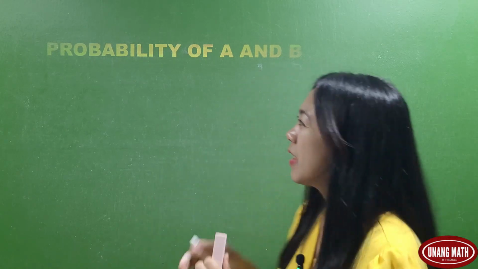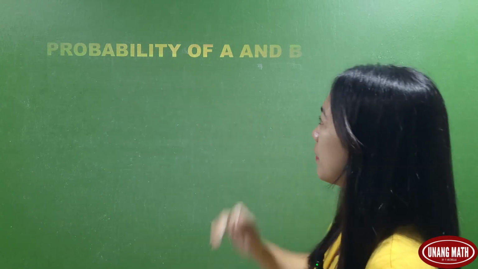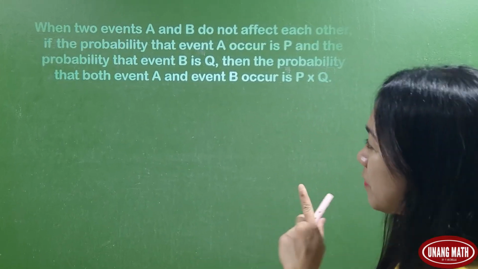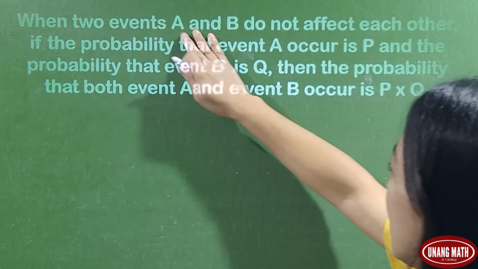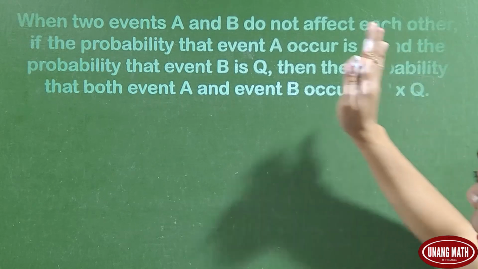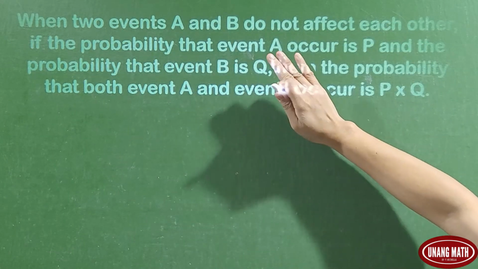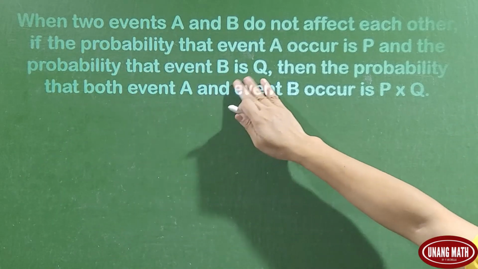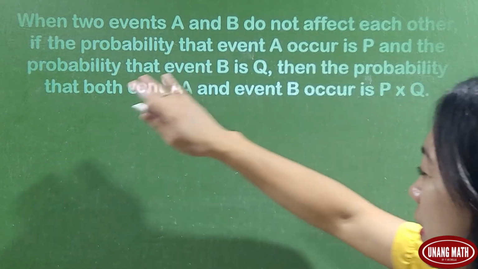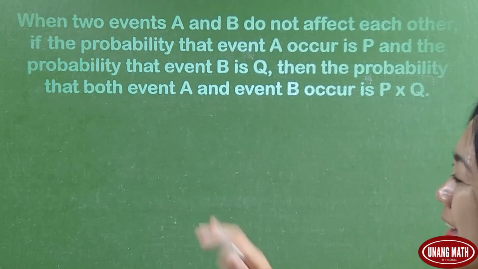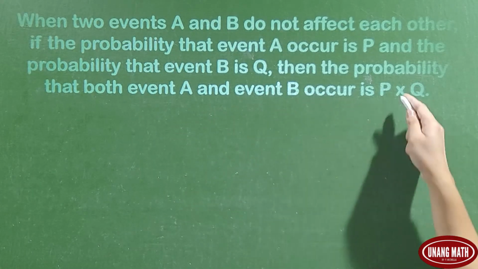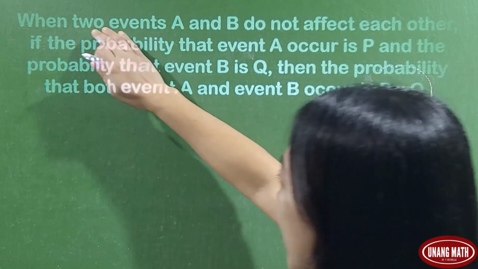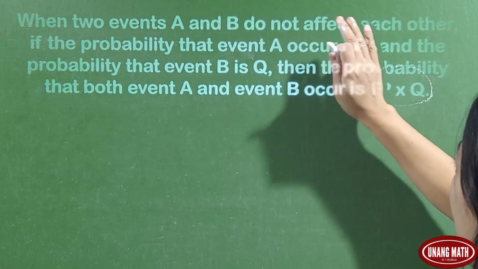In this episode, I will be discussing the probability of event A and event B. Okay, what does it mean by this? When two events A and B do not affect each other, and if the probability that event A occurs is P and the probability that event B occurs is Q, then the probability that both event A and event B occur is P times Q. Okay, in here, two events A and B do not affect each other.